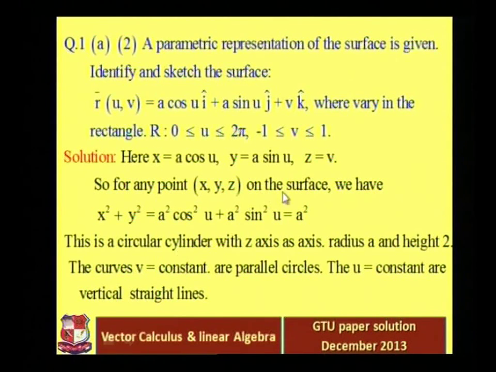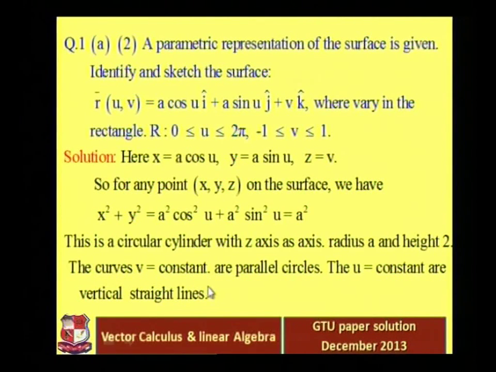For any point (x, y, z) on the surface we have x² + y², that is a² cos² u + a² sin² u, which equals a². So this is a circular cylinder with the z axis as its axis, radius a and height 2, because v is from -1 to 1 and u is from 0 to 2π.